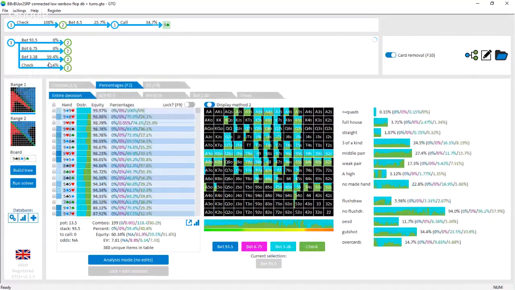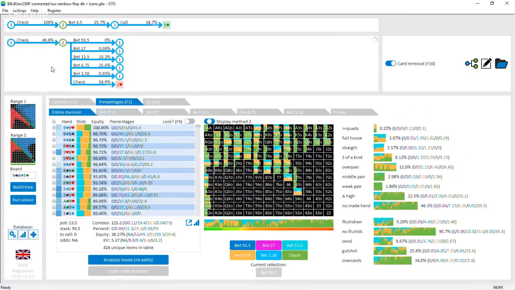So that was one of the consequences of the 50% rule. If the out of position player has a betting range of some sort, when the out of position player checks, the in position player should check back more than half the time.